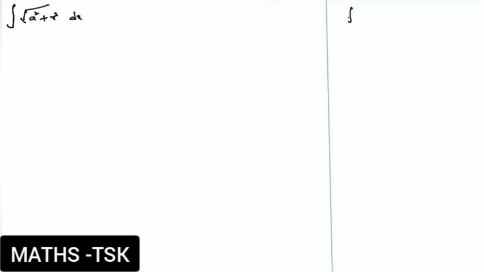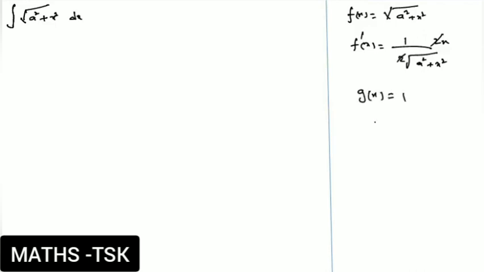So consider f of x as root of a square plus x square. What is f dash of x? It is 1 by 2 root of a square plus x square into 2x. The 2 gets cancelled. g of x is 1, and the integration of g of x is x. Same method. You consider this as I.